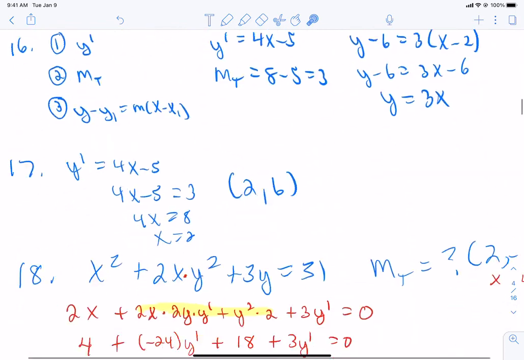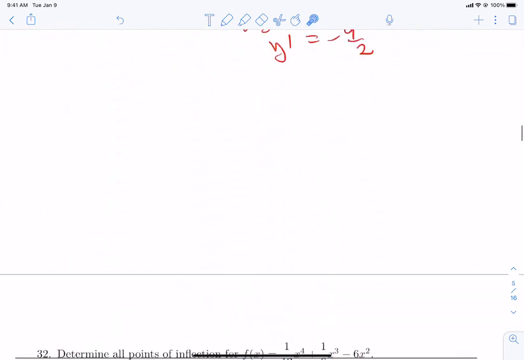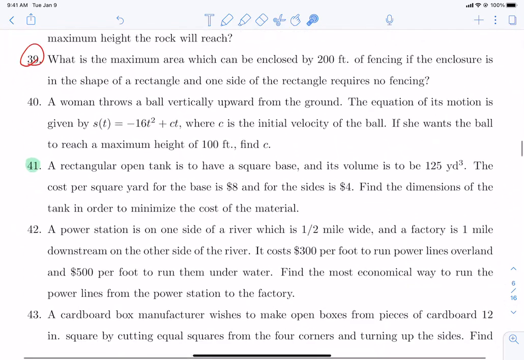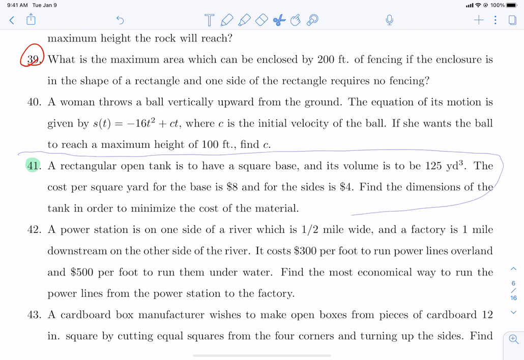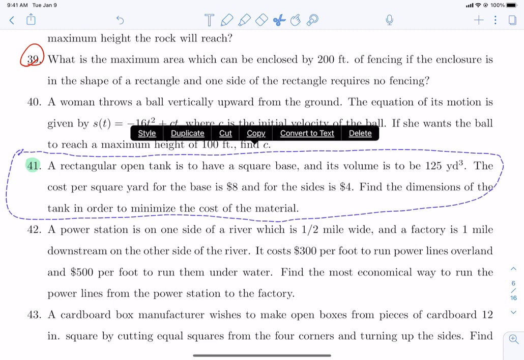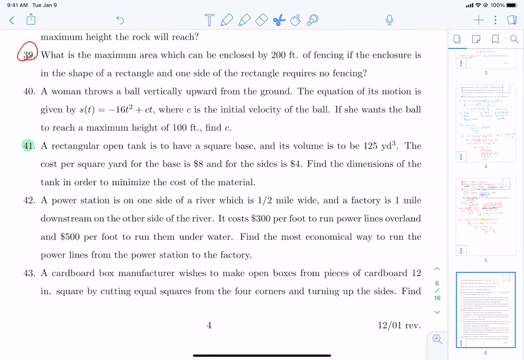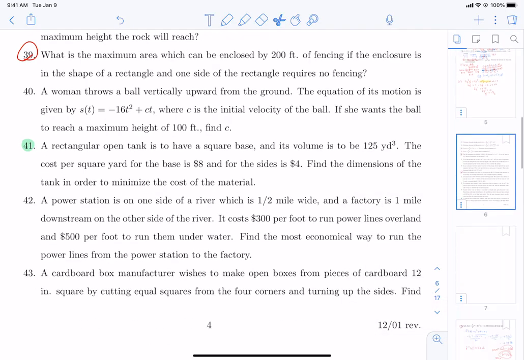Okay, so the next one I thought would be helpful was 41. So let's take a look at that. And I'm going to cut and paste this to a new sheet just so we have a little more room here.